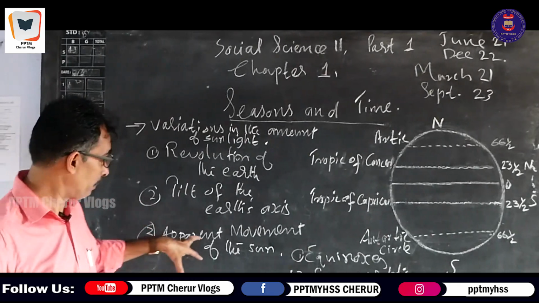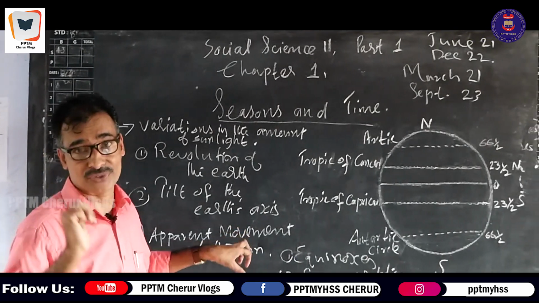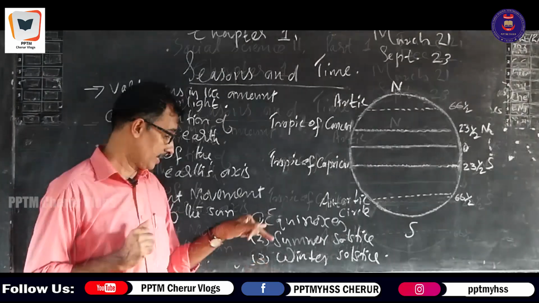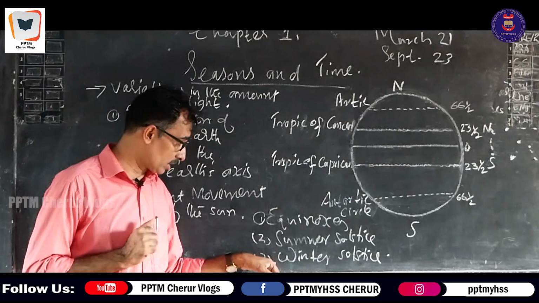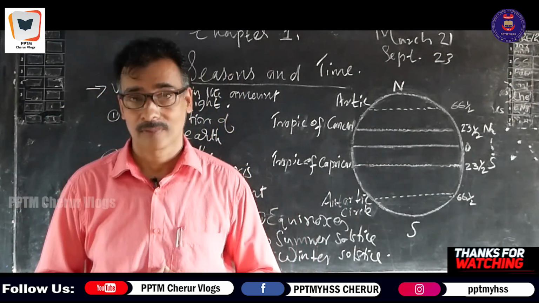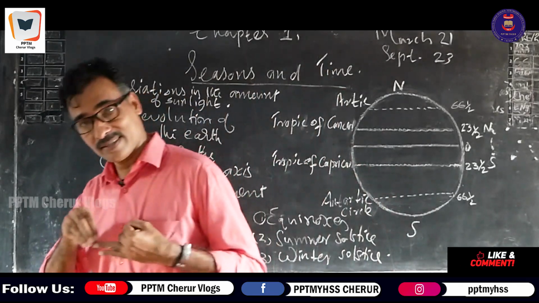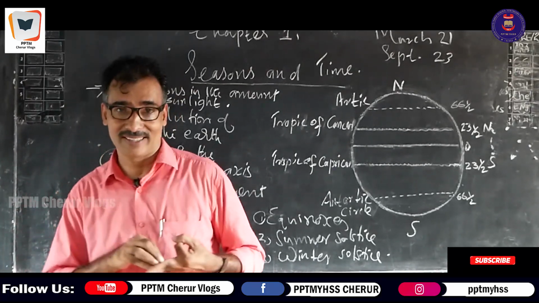Now, with regard to apparent movement of the sun, you need to remember three terms. The first one is equinoxes, the second one summer solstice, and the third one winter solstice. What is meant by that? What is meant by equinoxes? What is meant by summer solstice? And what is meant by winter solstice?